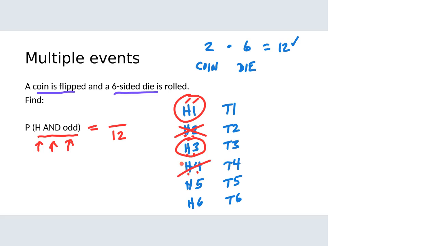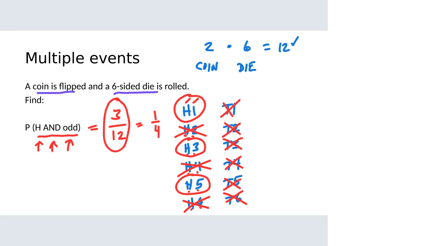Heads and even, no good. Heads and odd, so that's good. Heads and even is no good. And I have to have heads and an odd number. So anything that doesn't have heads is not going to work. So I wind up with 3 successes out of 12 outcomes. We could reduce this to 1/4, or we could just leave it as 3/12.